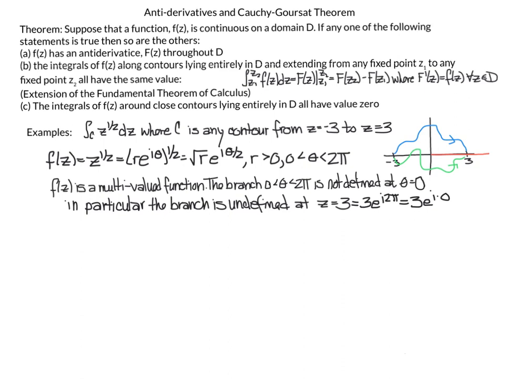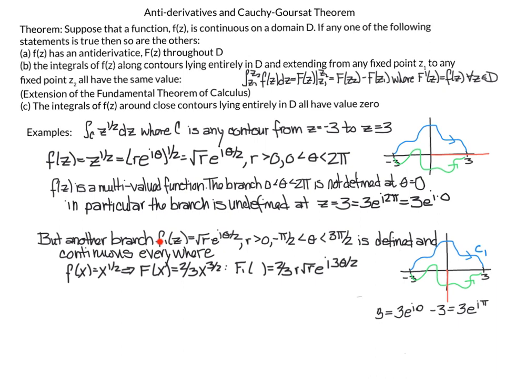R is greater than 0, and I chose my branch to go from 0 to 2 pi, not including the 0, 2 pi line. So my branch cut here is in red. Again, f of z is a multi-valued function. The branch where theta goes from 0 to 2 pi is not defined at theta equals 0, or theta equals 2 pi. In particular, the branch is undefined at z equals 3, which is 3 times e to the i 2 pi, or 3 times e to the i 0, either one.